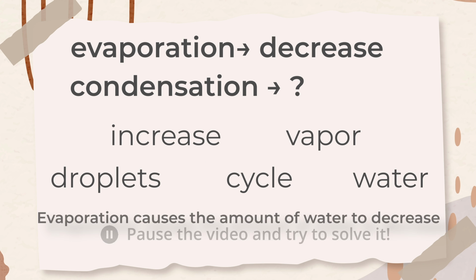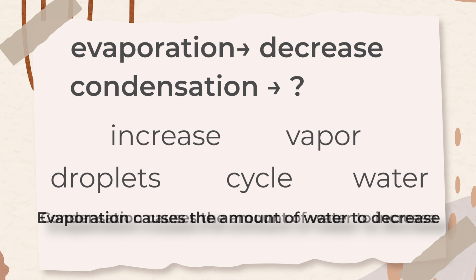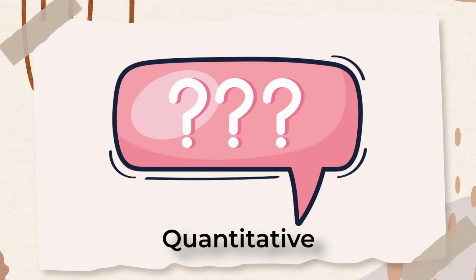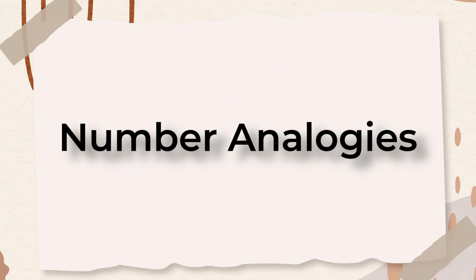Evaporation causes the amount of water to decrease. Condensation causes the amount of water to increase. After these 2 verbal reasoning sections comes the quantitative battery. The first section of this battery is called Number Analogies.